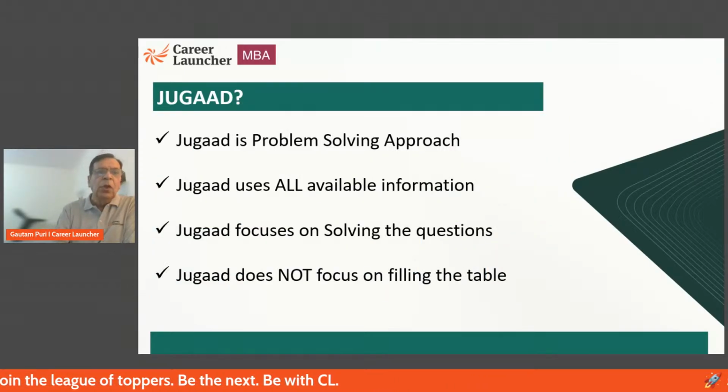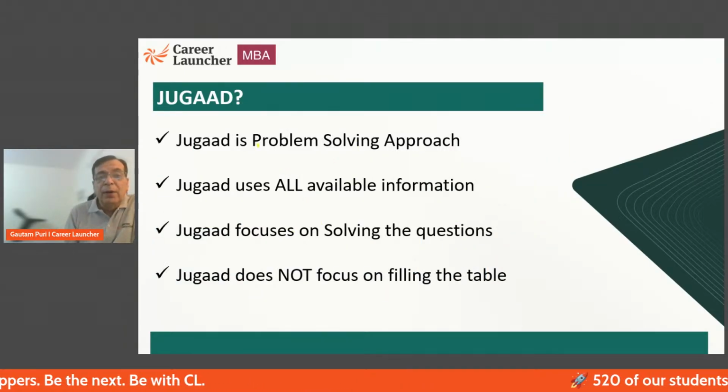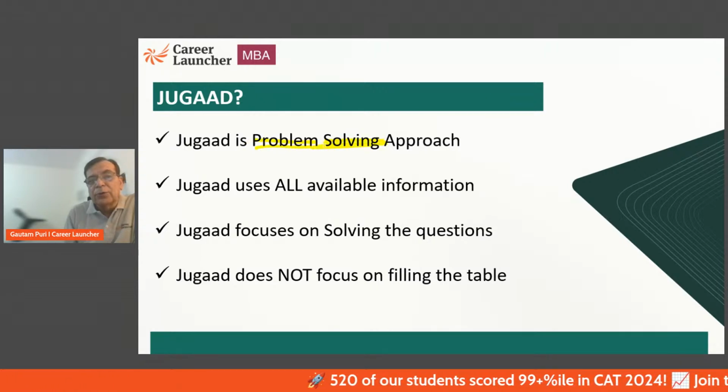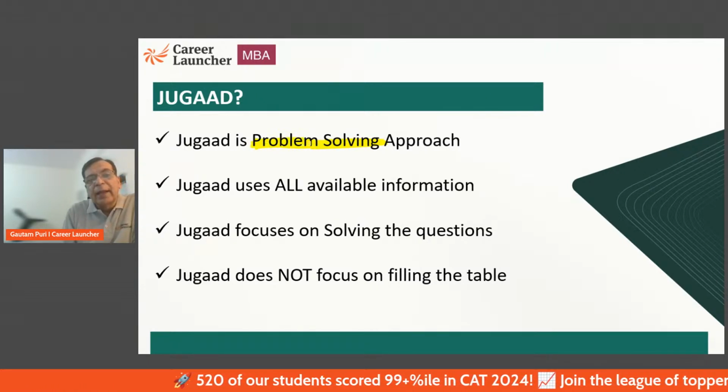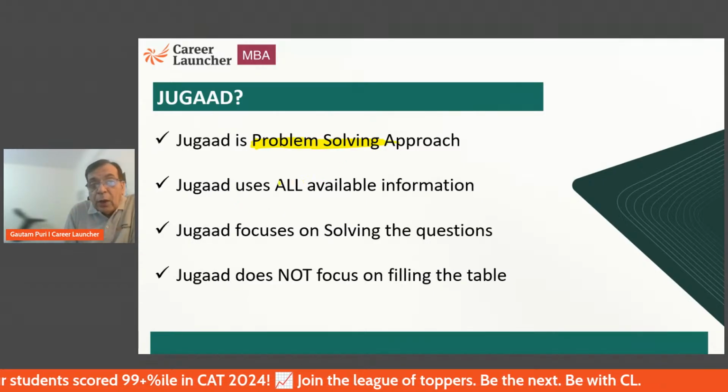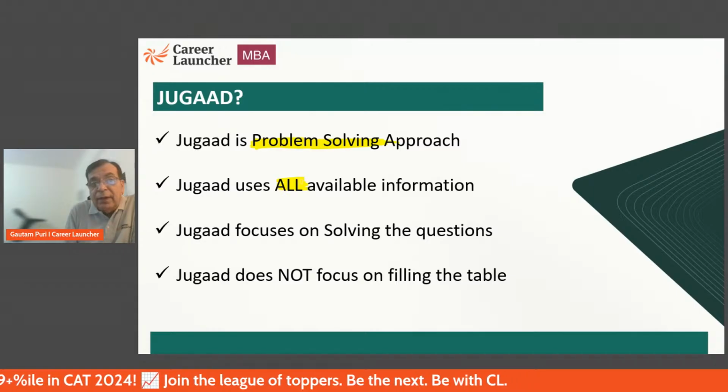So what is Jugaad? Just to recap, it is a problem-solving approach. It is a way of solving data sets. It is not some shortcut or something. It is a very, very scientific, very, very logical way of solving data sets. It focuses on using all available information. The key word is all.